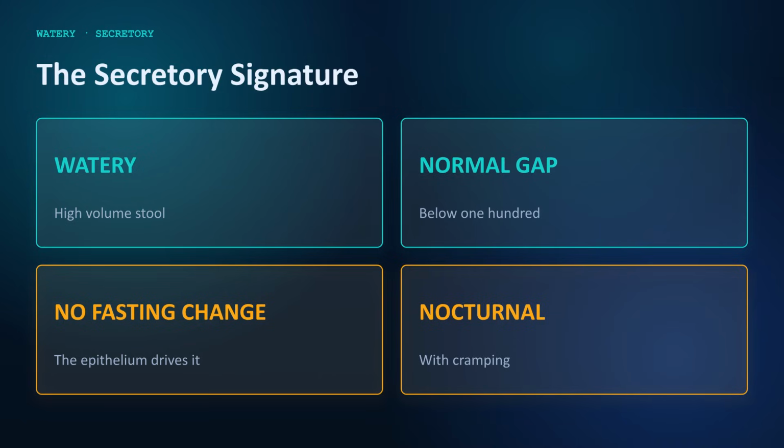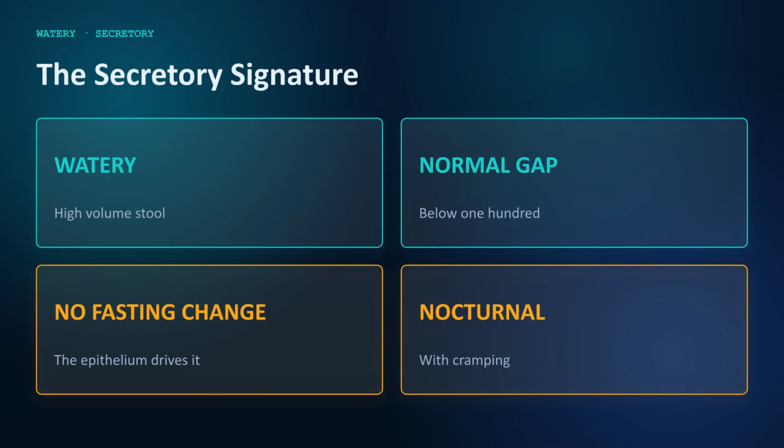The stool is watery. The osmotic gap is normal. There is no change with fasting, and it is classically nocturnal with cramping. Mechanistically, the intestine secretes anions or potassium into the lumen, or sodium absorption is inhibited. Either way, electrolytes move into the lumen, and water follows them, increasing stool water.